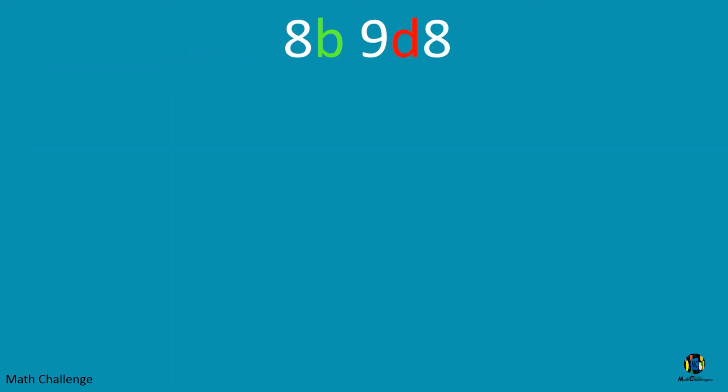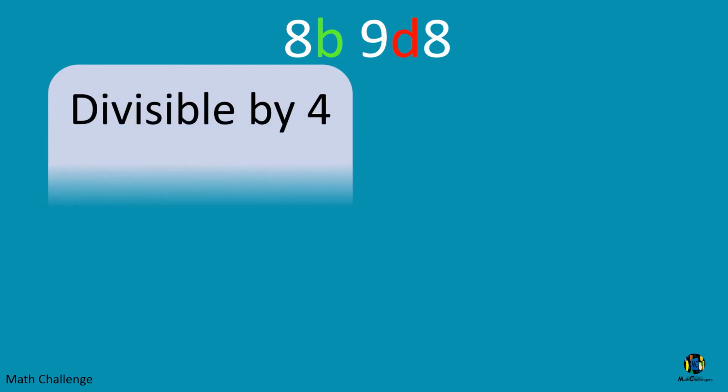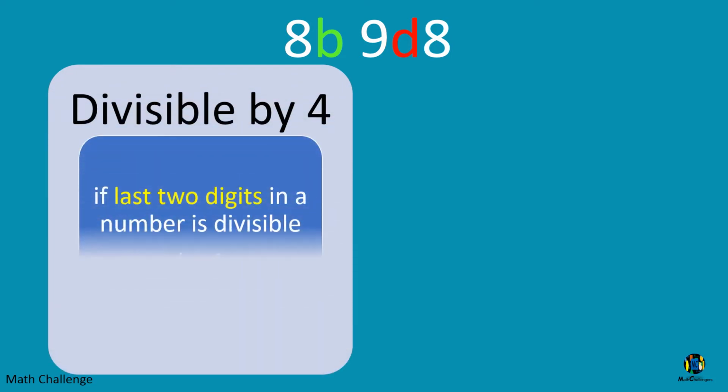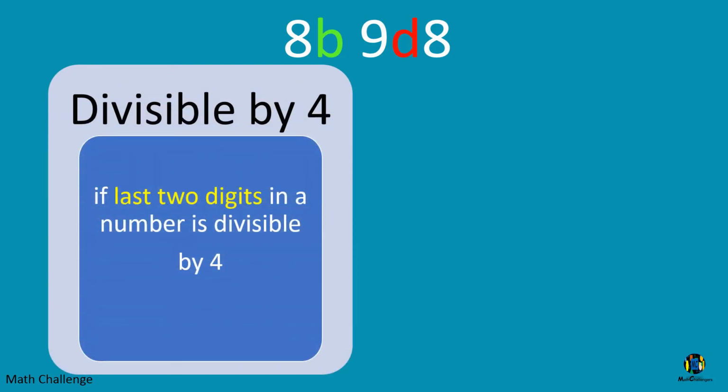Let's review the divisibility rules for 4 and 6. Divisibility rule for number 4: if the last two digits of a number are divisible by 4 or the last two digits are 0.